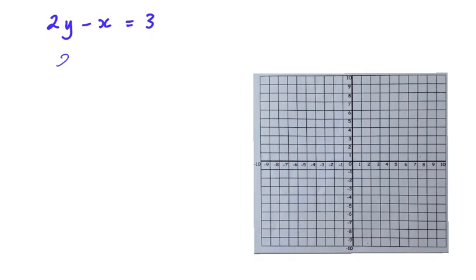I would add x to both sides, so I'd get 2y equals x plus 3, and then I would divide both sides by 2. So let's look at where it crosses the y-axis. Positive 3 over 2. Now 3 over 2 is 1.5. So let's mark that point where it needs to be.